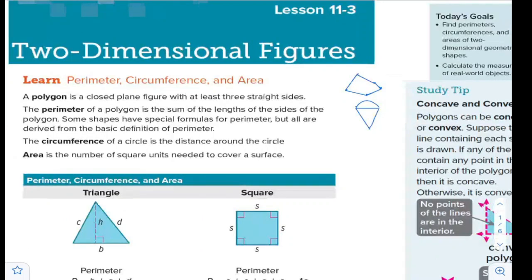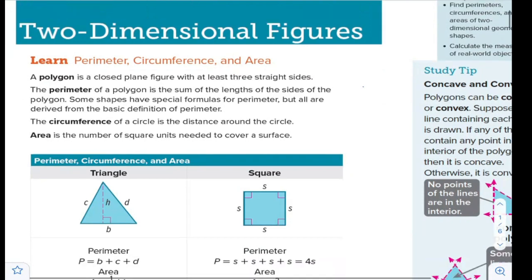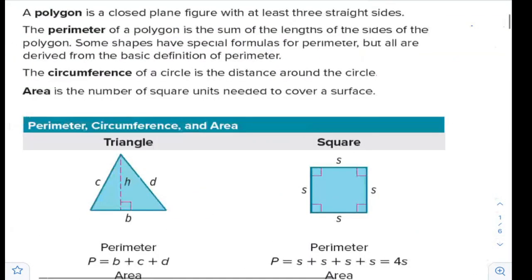The minimum number of sides for a polygon is 3. So the first polygon that we are going to study is the triangle. It starts with 3 sides. We cannot have a polygon with 2 sides.